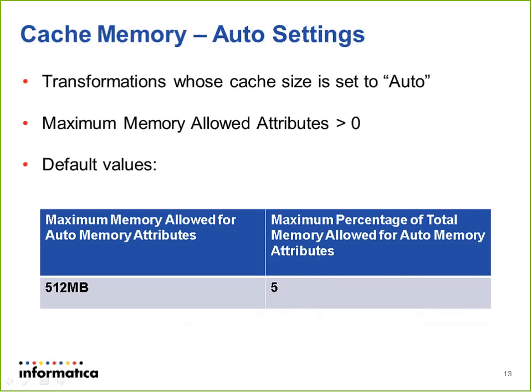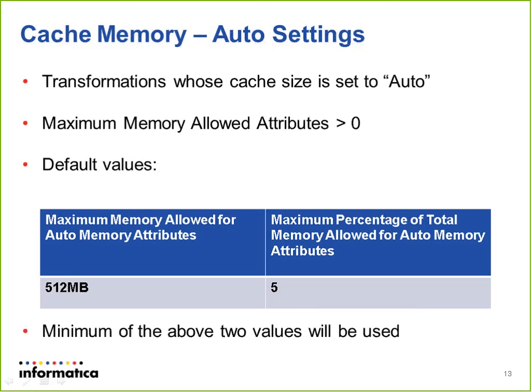512 MB for maximum memory allowed for auto memory attributes and 5% for the maximum percentage of total memory allowed for auto memory attributes. When the cache memory of the transformations is set to auto, the integration service uses the lesser of these two auto memory attribute values and sets it as the maximum memory limit.